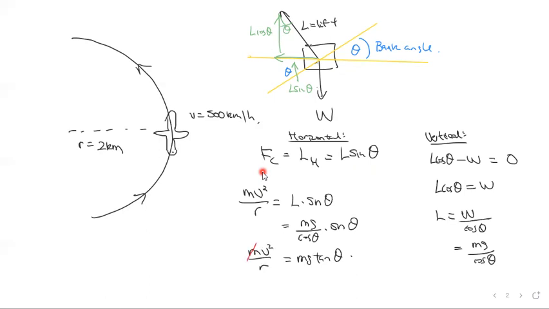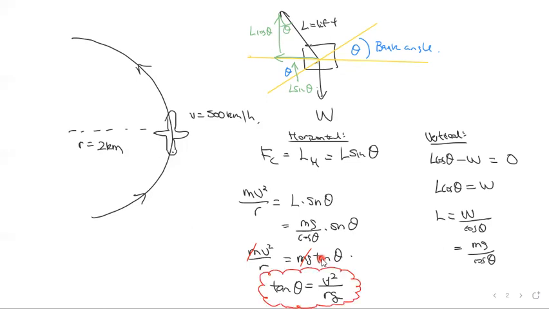Now you can cancel out the m. So you can see that the banking angle you need is really just you can just type in your radius, your g, your v, and work that out. So in general, tan theta must equal v squared over rg. We just now need to actually get numbers now.